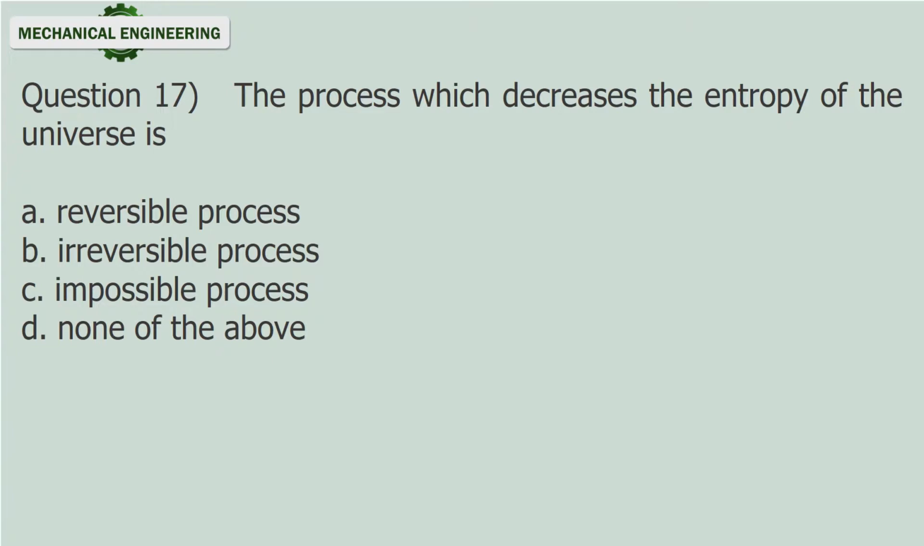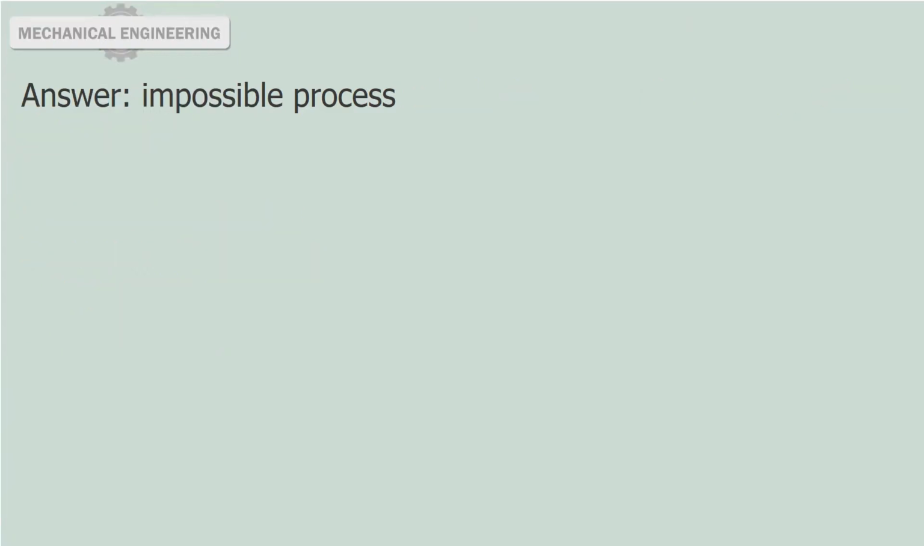Question 17. The process which decreases the entropy of the universe is A. Reversible process. B. Irreversible process. C. Impossible process. D. None of the above. Answer: impossible process.